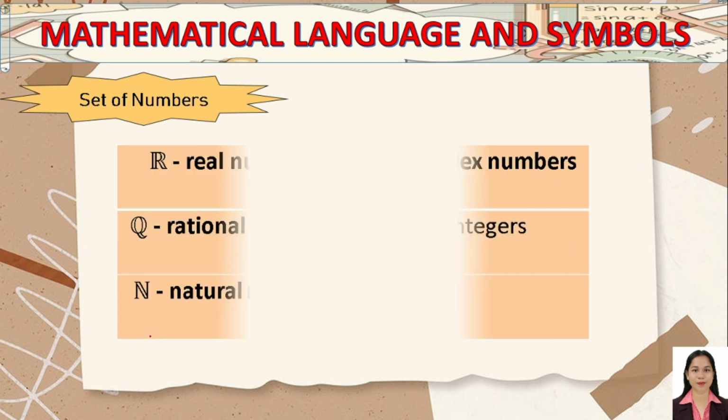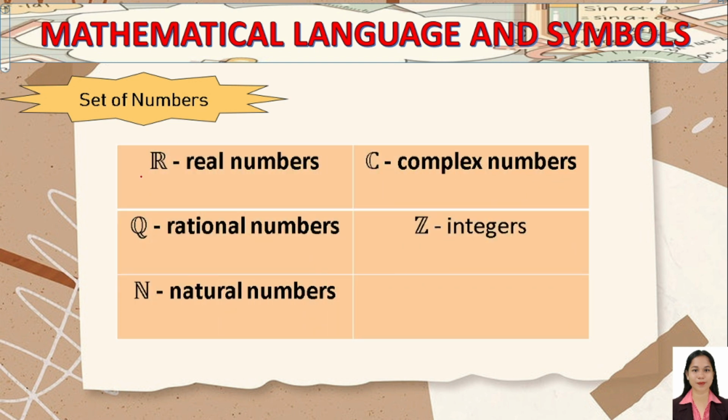Then, for the set of numbers, ito yung mga ginagamit. Dapat maging familiar tayo sa mga ganitong symbol. So, ito is for real numbers. And we have Q for rational numbers. N, double N for natural numbers. And complex numbers. Ganyang symbol sa tandaan. And for integers, we use the double Z. Okay.